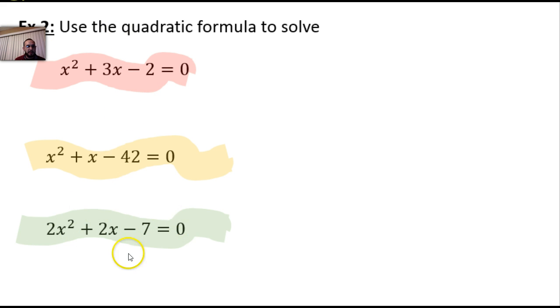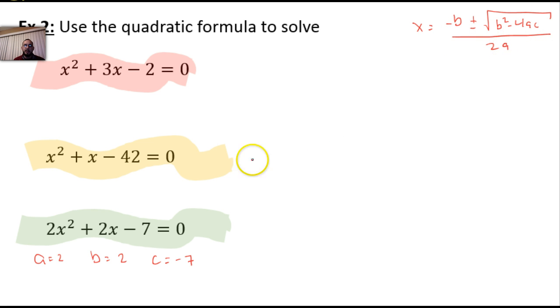So again, this is already set up for us in standard form. We need to find out what our A value is, that's 2. Our B value is 2, and our C value is -7. If we substitute directly into our formula again, we get x is equal to -b plus or minus the square root of b squared minus 4ac all over 2a. We're going to plug in directly into that.